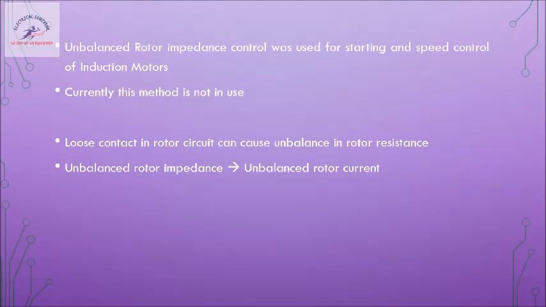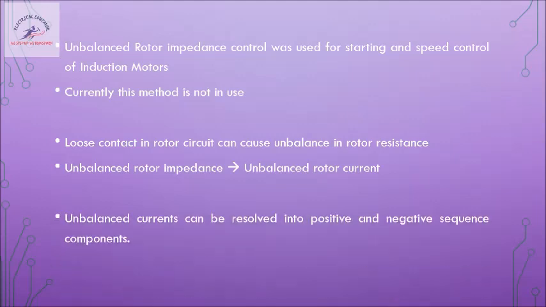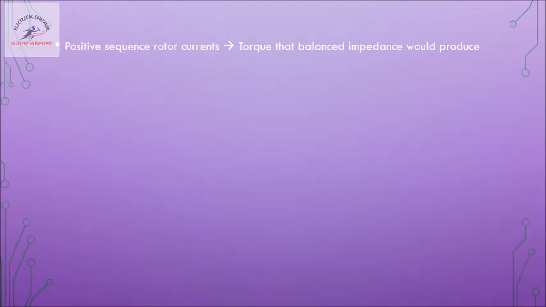Like our previous method, we will resolve them into positive and negative sequence components. The positive sequence will seem like the torque that would have been produced by a balanced rotor. Imagine a rotor which has all the resistances in a balanced way. The positive sequence rotor current will produce the same. It also produces negative sequence rotor currents, but I will not say directly that these negative sequence rotor currents produce a negative sequence torque.